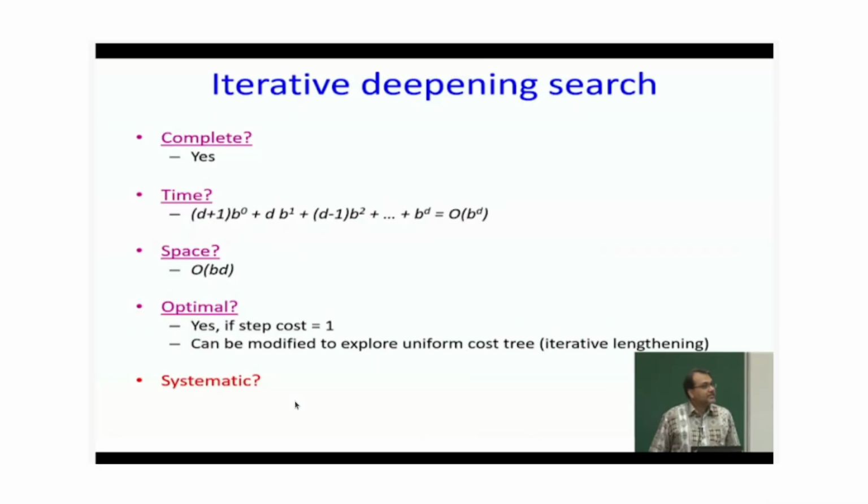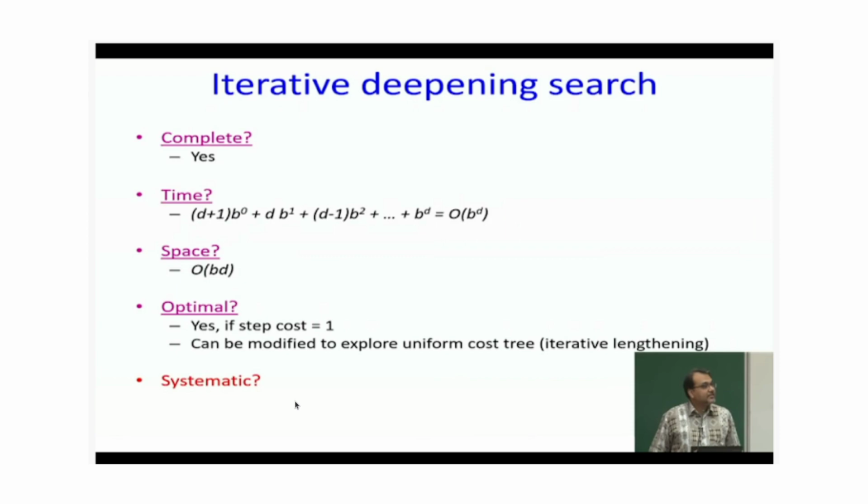What is the time complexity? Time complexity is again exponential, which is b to the power d, right? Space is also a factor of these two attributes, but not in exponential terms, rather in multiplication order of bd. Is it optimal? Yes, it is optimal if the step cost is 1.